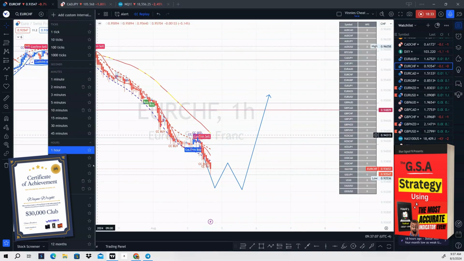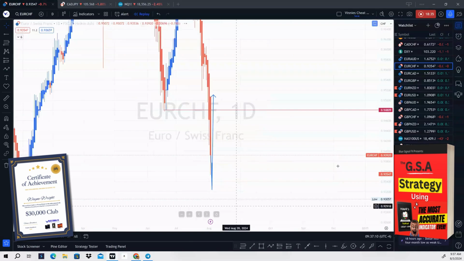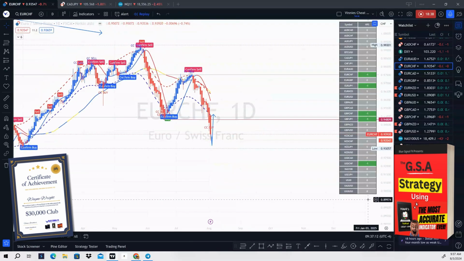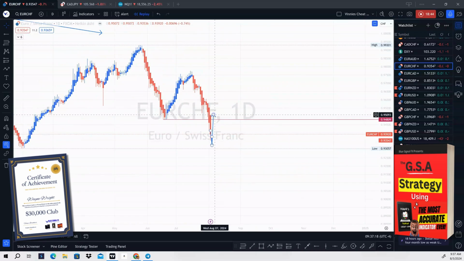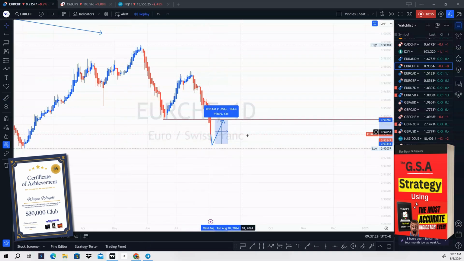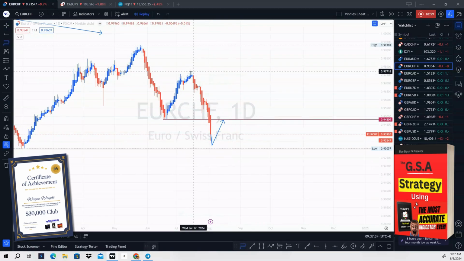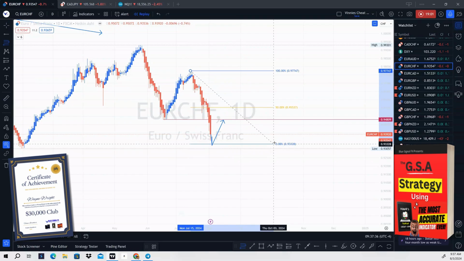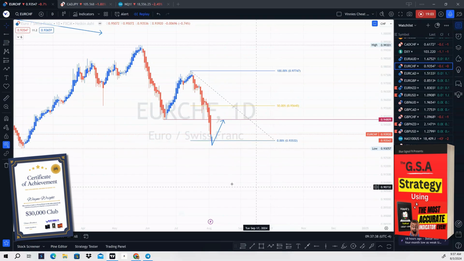So what is going to be our target? If we go back to the daily time frame, what is going to be our target? Well, there's two ways to find that. One way is you can trade to the nearest support that turned resistance. This is going to give you about 144 pips. Or you can use the Fibonacci retracement tool. You can go from the high to the low and measure the 50% area.